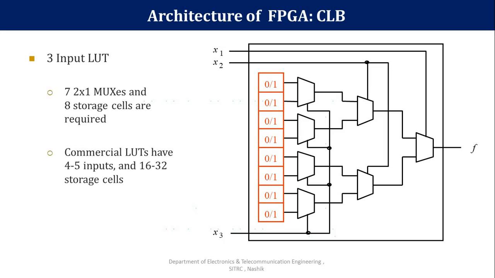Similarly, a 3-input lookup table uses 7 2:1 multiplexers, and as there are 3 inputs, a total of 8 combinations, means 8 storage cells are required. Commercially, we can use 4 to 5 input lookup tables having 16 to 32 storage cells.